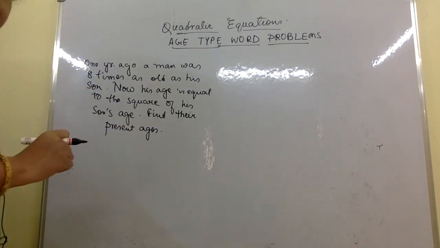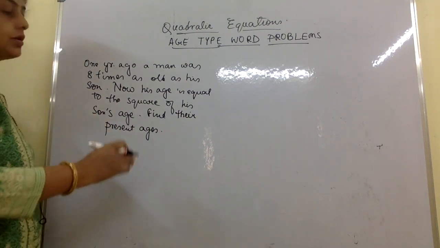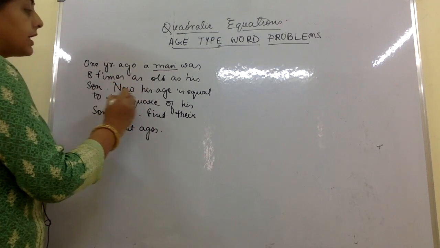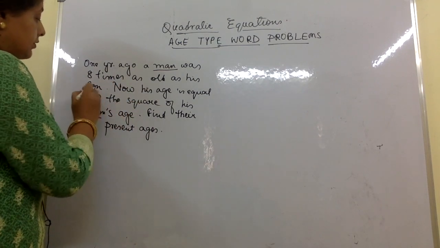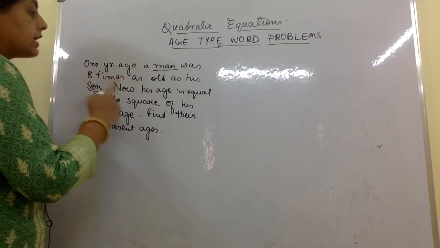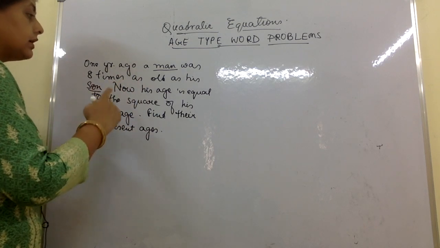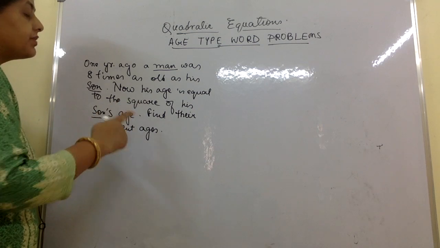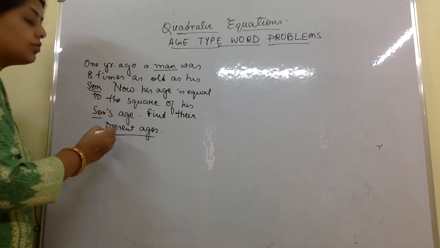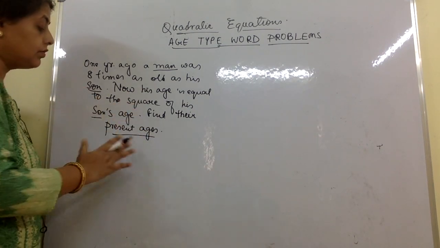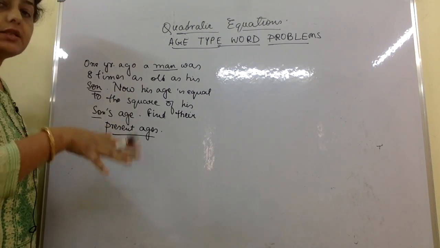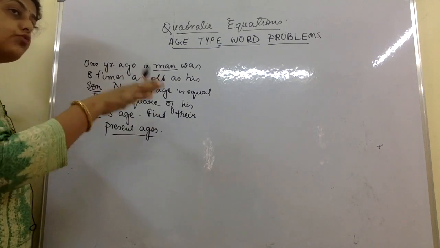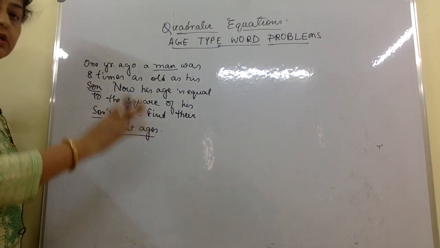Now here, this is my next question. 1 year ago, a man, now there are two people in this, man and the son, was 8 times as old as his son. Now his age is equal to the square of his son's age. Find their present ages. Now, first thing we should note is how many people. Second thing we have to note is what have they asked, present age or 1 year ago's age. So sometimes they even ask 1 year ago's age. So you have to be very, very careful.